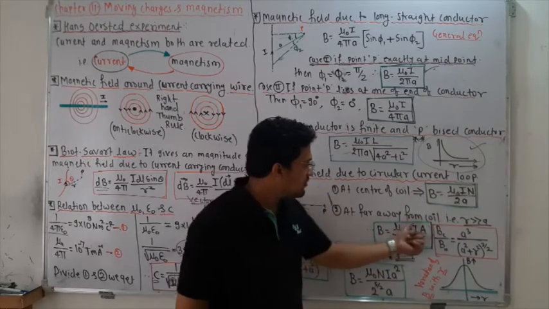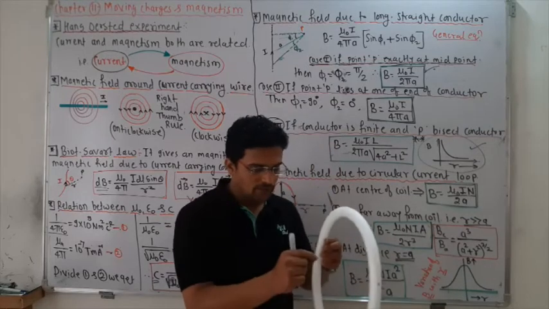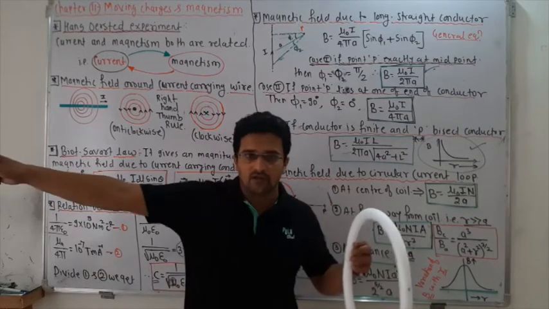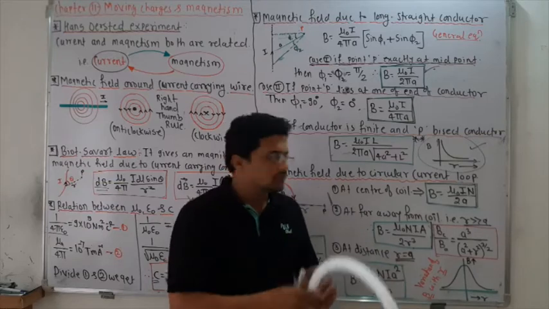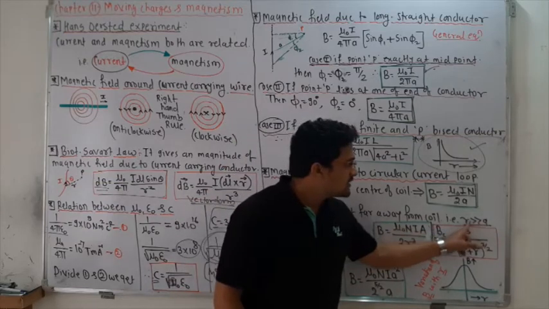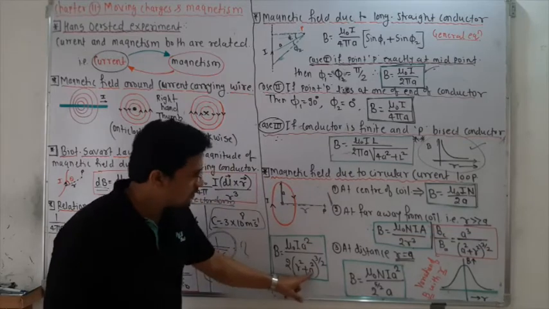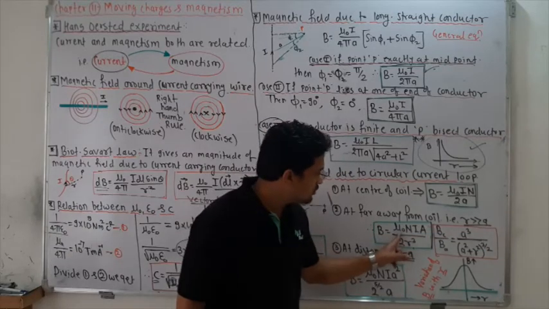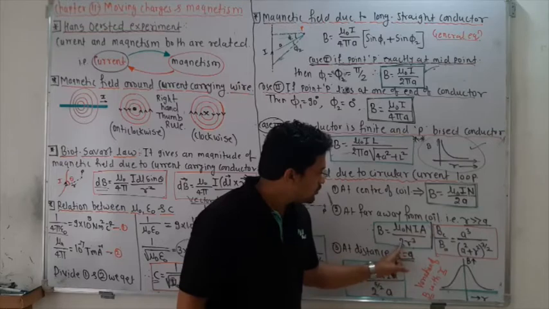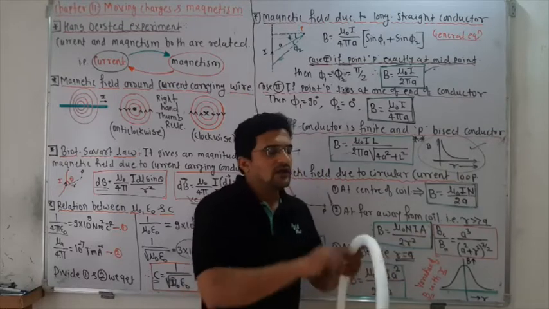Next, far away from the center of the coil, that means point P is very far away. Then a is very much less than r, so a can be neglected. If you neglect this a in the equation, your equation will be mu naught N I A divided by 2 r square, where A is nothing but the area of the coil.